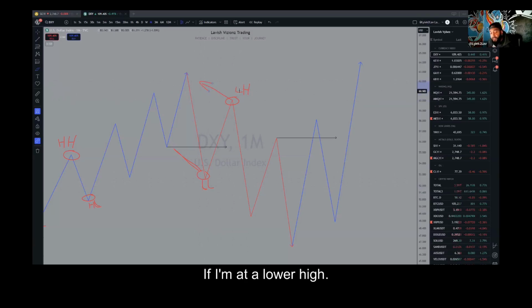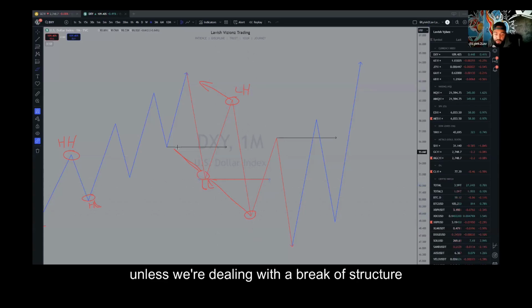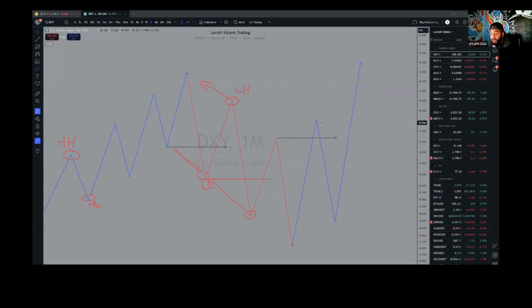If I'm at a lower high and I just came from a lower low, then I'm probably targeting a new lower low. To make a new lower low, I should be targeting that previous one, and that is my target. Always remember, unless we're dealing with a break of structure and a change of direction, a lot of times you're going to target where you just came from.